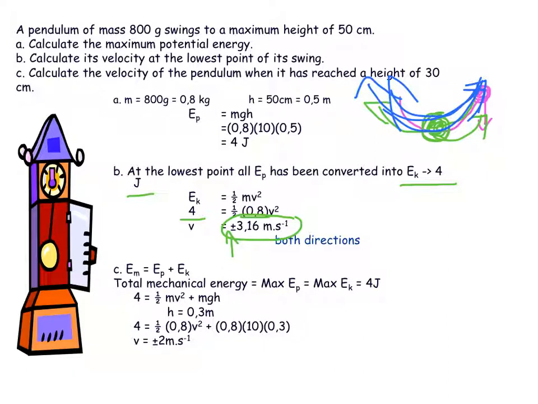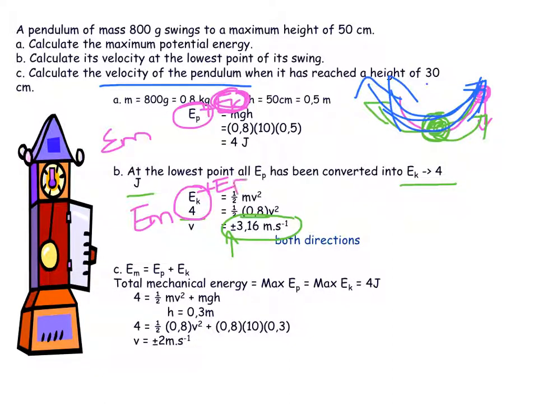Now they want to know, what is the velocity of the pendulum when it reaches only 30 centimeters? First thing to notice is that this kinetic energy at the bottom is the mechanical energy, which was also the potential energy at the top. Why? Because the kinetic energy here was equal to 0, and the potential energy here was equal to 0. So this 4 joules is my total mechanical energy, which is the kinetic plus potential. I put the 4 in.